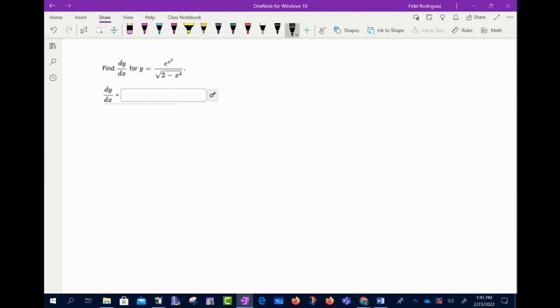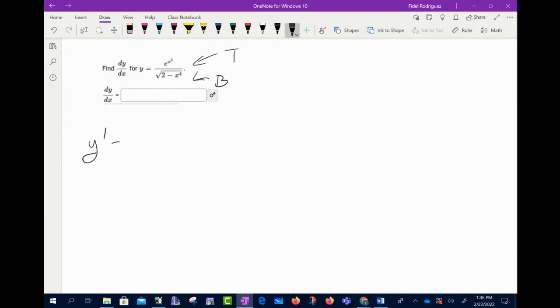Okay, so guys, let's take a look at the next one I got here. It says, find dy/dx for y equals e to the x to the third, times the square root of 2 minus x to the fourth. Okay, so let's see what we can figure out here. First thing I'm going to do, since we're trying to find the derivative, is go ahead and use the quotient rule. So again, think about here as the bottom and think about there as the top, okay?